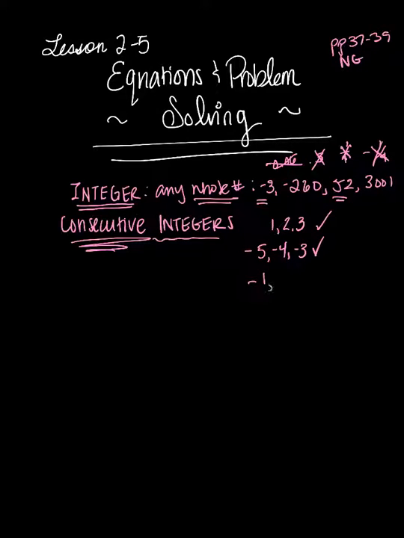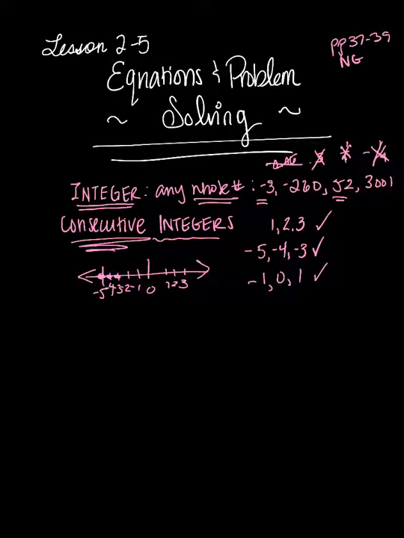If I had -1, 0, and +1, these are consecutive. They come back to back on a number line. Think of consecutive integers as ones that are neighboring. So -5, -4, and -3 are consecutive integers because they're all neighboring each other. But -5, 0, and 1 are not consecutive because they are not neighboring. You have to skip numbers to get there.